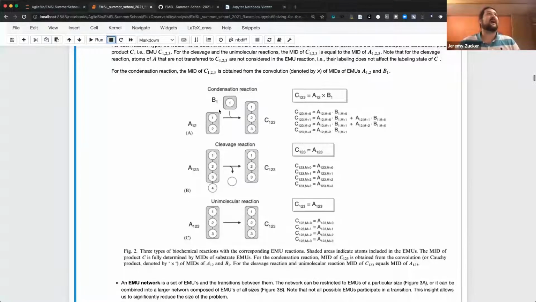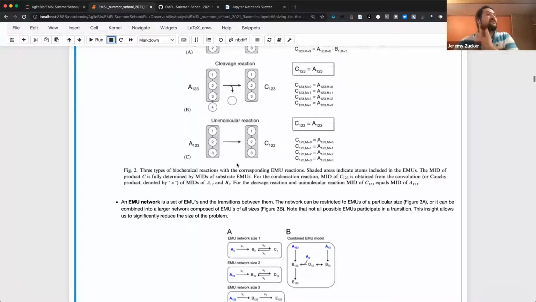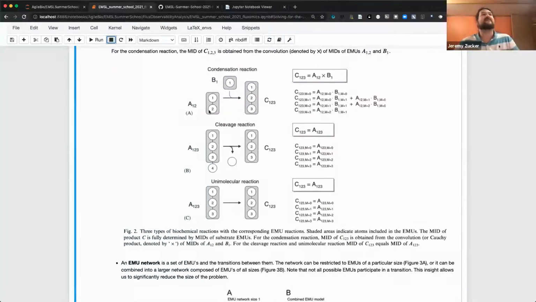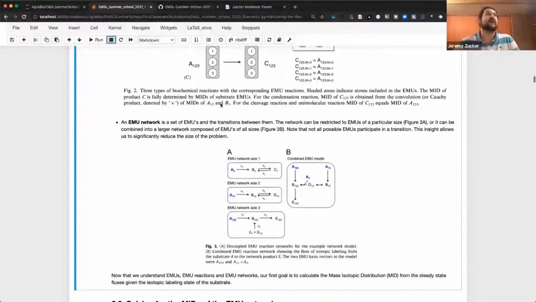So that is how I take the MIDs associated with A12 and the MIDs associated with B1, and I compute the MID associated with C123. Okay. So once you understand that little bit of trickery, the next thing to do is to combine EMU reactions into an EMU network.